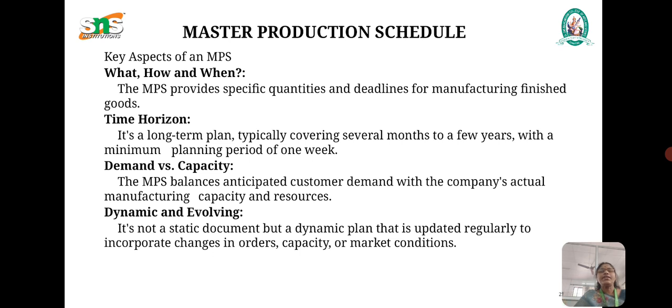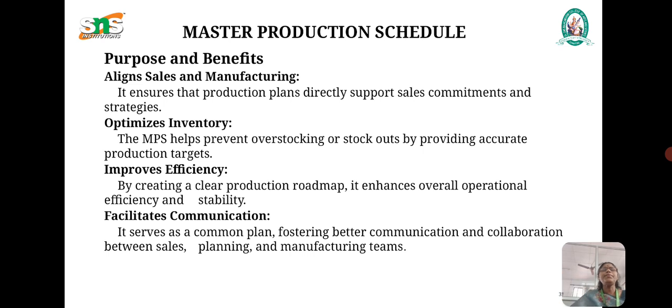Any day it might have any changes. So master production schedule is not a static one, it is not a rigid one, it should be a flexible one, so that the dynamics might happen and we can evolve the changes accordingly. The purpose and benefits of MPS is, it aligns sales and manufacturing. So sales and manufacturing will be aligned together, because always there will be a demand. So in order to meet the demand, it ensures that production plans directly support sales commitments and the strategies.